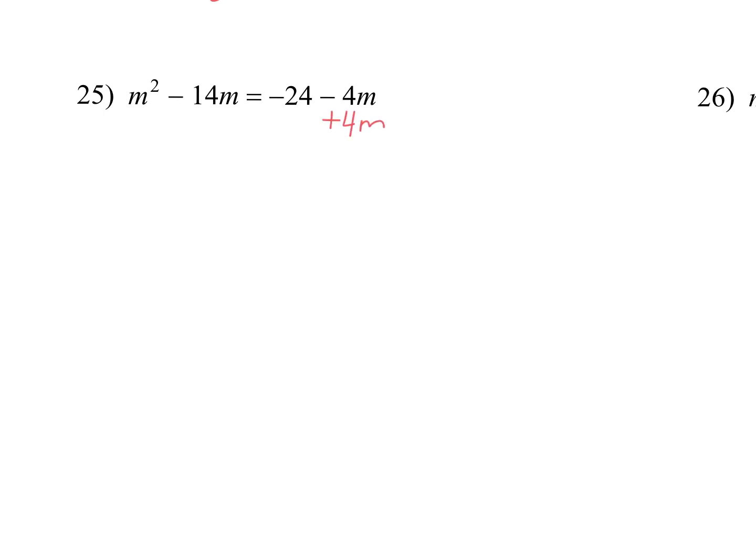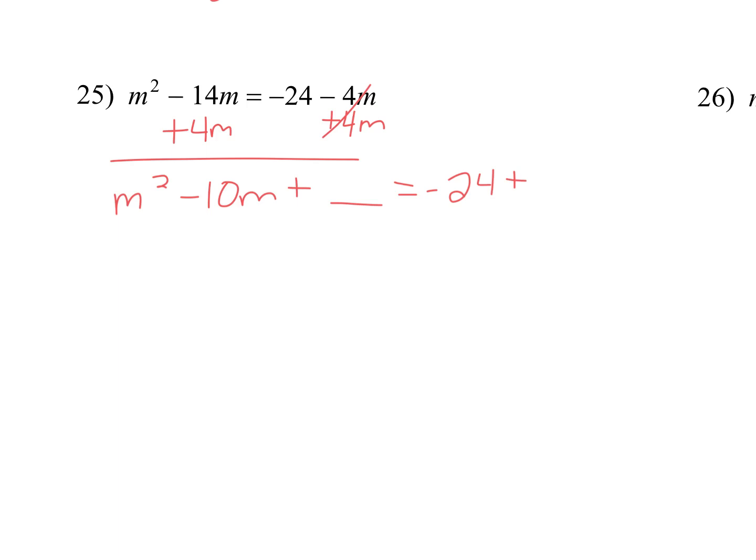Why do we not have to take the 24 over? Right, because we're going to have to move it back anyways. Okay, so I'm going to add that 4m over. So we have m squared minus 10m. What do I need after the 10m? A blank equals negative 24 plus blank.